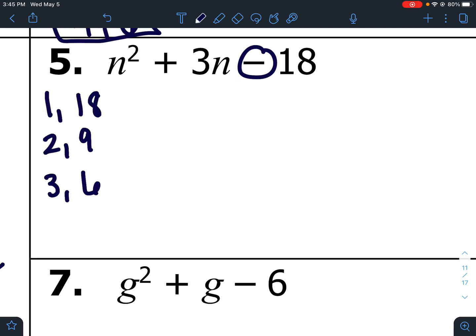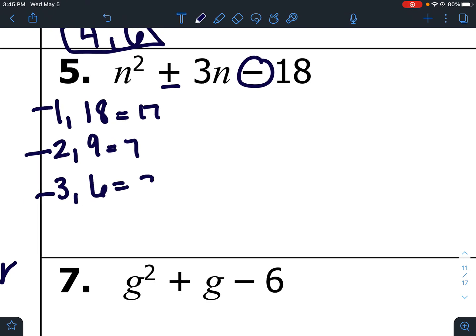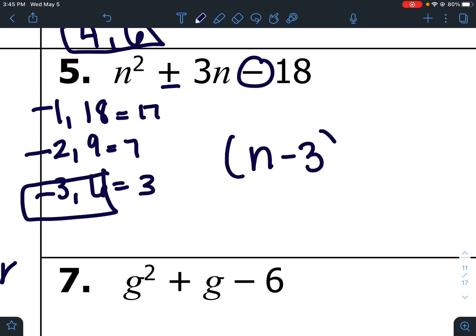If you forget which one needs to be bigger, you can always just check them. Again, my bigger one here, because that first one's a positive, it means my bigger number is positive. So I'm going to make all my smaller numbers negative. 18 minus 1, 17. Not what we're looking for. 9 minus 2, 7. Still not what we're looking for. 6 minus 3, 3. That's the one we want to go with. My final answer is going to be n minus 3, n plus 6.